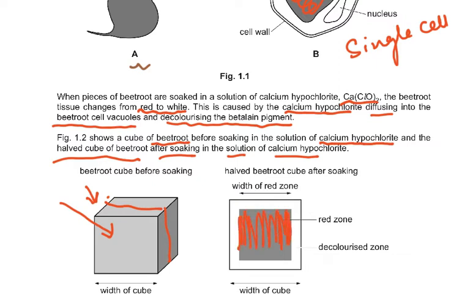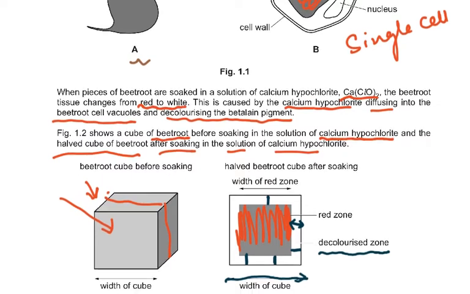This is all the red zone, and I'm going to use a black marker for the zone which has become clear. So there's the red zone, and then this is the decolorized zone, and this is the width of the cube. So we can easily measure this. How much is this measure, from here, from here, from here? We can measure it. Sometimes it could be the same, sometimes not.